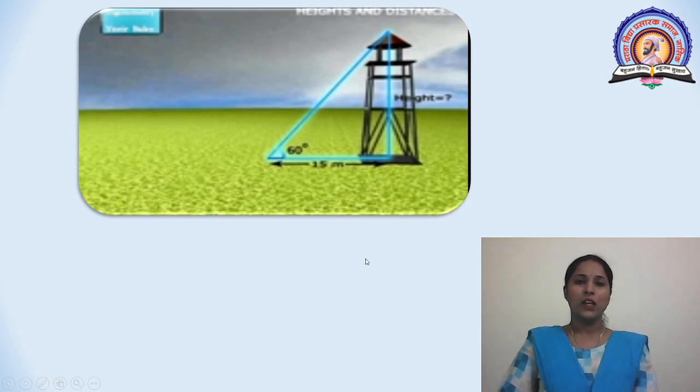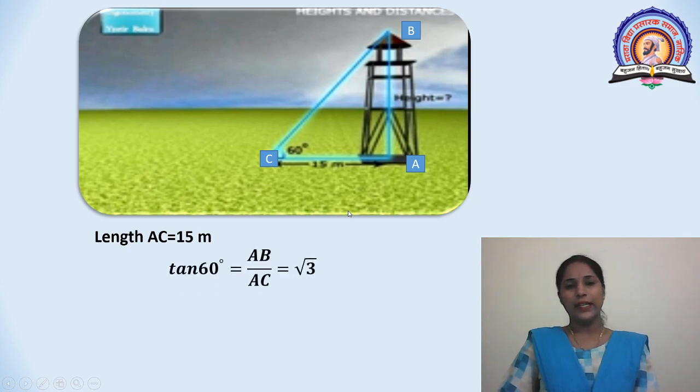Next application, to find the height of a tower. Here given the height of tower is AB and base is AC. Consider base is equal to 15 meter and angle C is 60 degree. We get here length AC is equal to 15 meter. Then take tan of this angle, that is tan 60 degree. This is equal to AB divided by AC. This is equal to root 3 because tan 60 is equal to root 3.